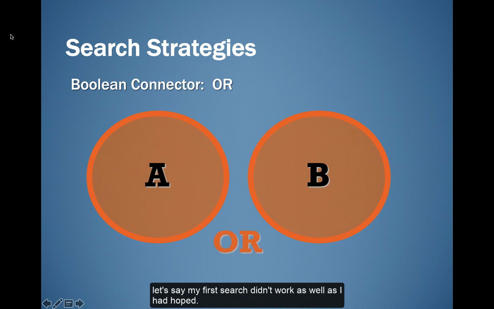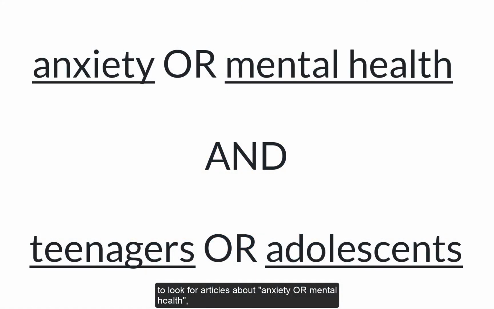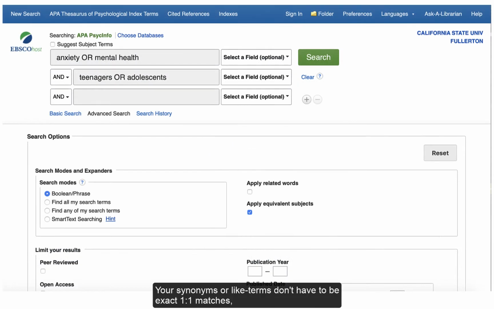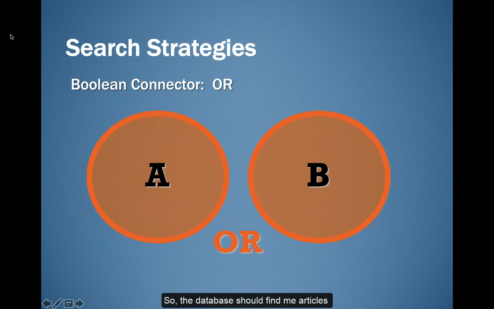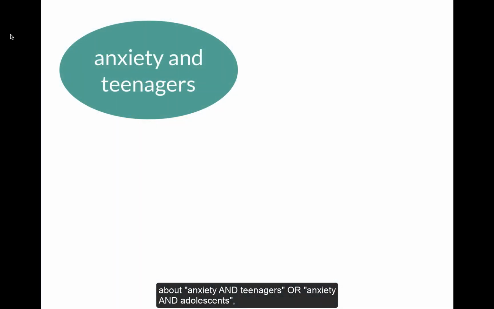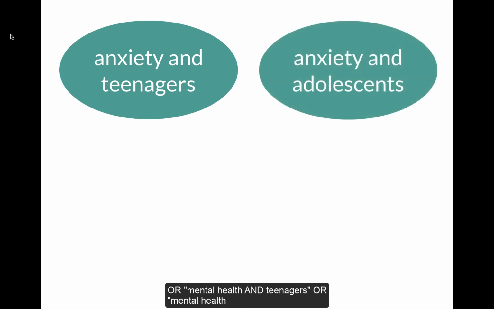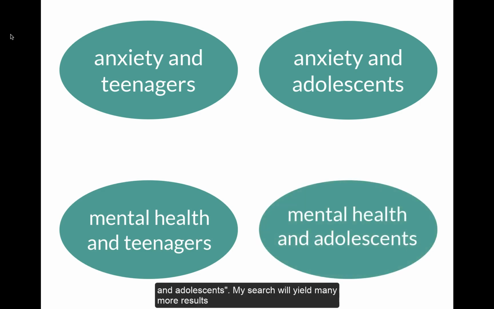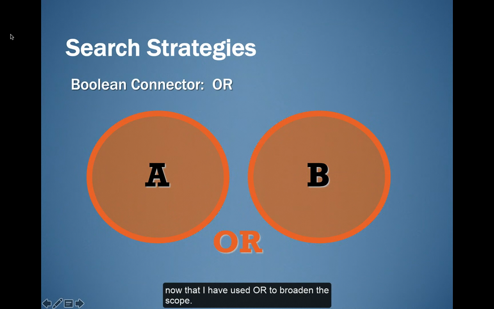So in the case of my search, let's say my first search didn't work as well as I had hoped. I can retool my search and broaden with OR. I will tell the database to look for articles about anxiety or mental health and teenagers or adolescents. Your synonyms or like terms don't have to be exact one-to-one matches, but they should be similar enough to let the database know what you're looking for. So the database should find me articles about anxiety in teenagers or anxiety in adolescents, or mental health in teenagers, or mental health and adolescents. My search will yield many more results now that I have used OR to broaden the scope.